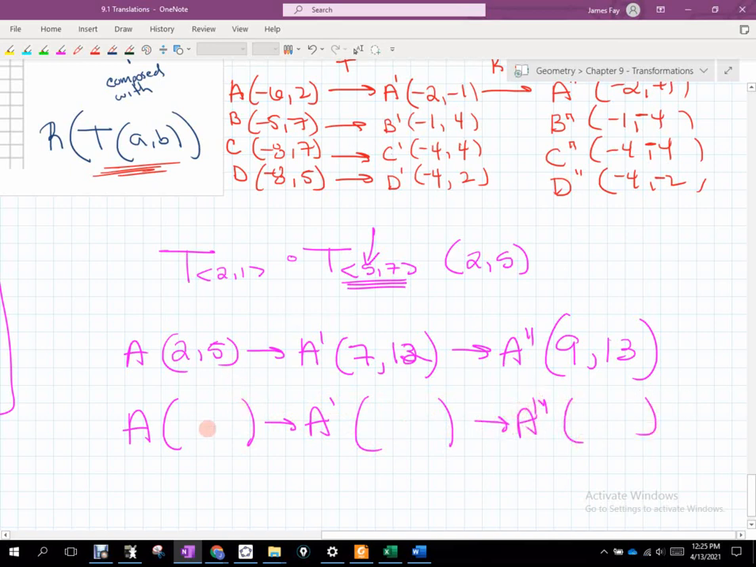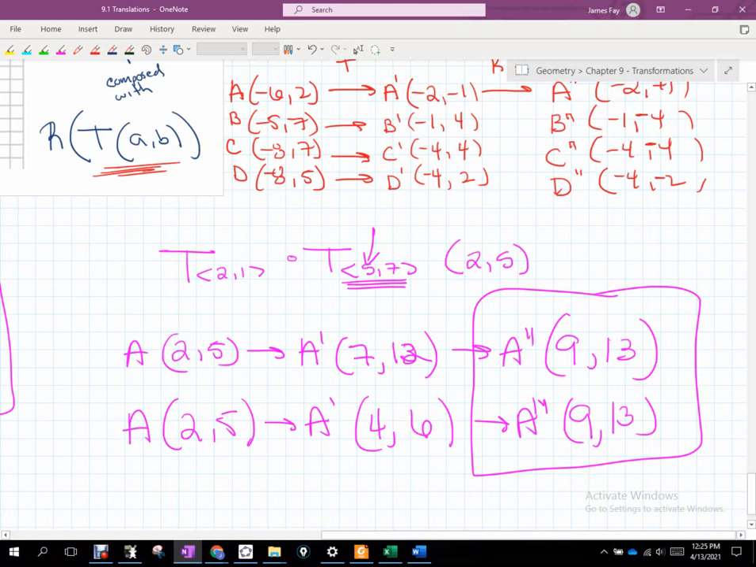Let's say I start with 2, 5 again, but now I do this. What's that 2 going to tell me to do to this 2? Add 2, so it gives me 4, right? 1 and that 5 gives me 6. Now, this 5 and 7, what's 5 plus 4? 9. What's 7 plus 6? 13.